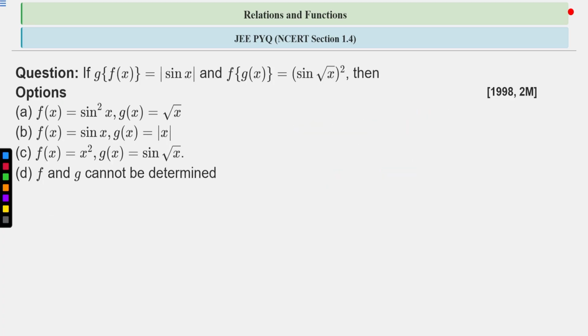Okay, this question says if g of f(x) is equal to mod of sin x, right? g of f(x) is equal to absolute value of sin x, and f of g(x) is equal to (sine root x) whole square, right? f of g(x) is equal to (sine root x) whole square. Then we need to find what is the value of function f(x) and g(x), right? g of f(x) is given, f of g(x) is given. Then we need to find basically f(x) and g(x), right?